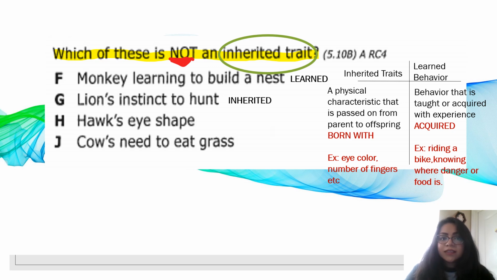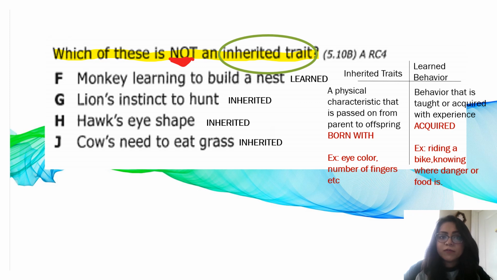H. Hawk's eye shape. Was the hawk born with that shape of eye? Yes. Then this is an inherited trait. Letter J says, cows need to eat grass. Was the cow born with the need of eating? Yes. This is an instinct. This is a natural behavior. Therefore, this is inherited.